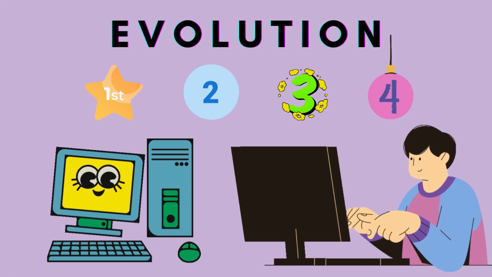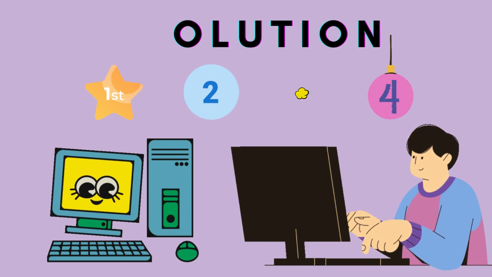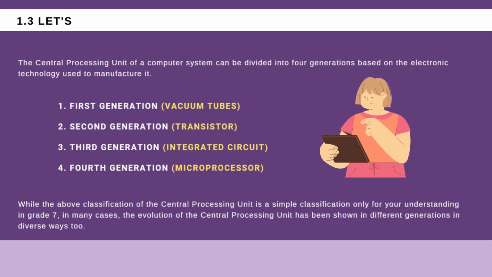1.3 Let's learn about the evolution. The central processing unit of a computer system can be divided into 4 generations based on the electronic technology used to manufacture it. First generation, vacuum tubes. Second generation, transistor. Third generation, integrated circuit. Fourth generation, microprocessor.